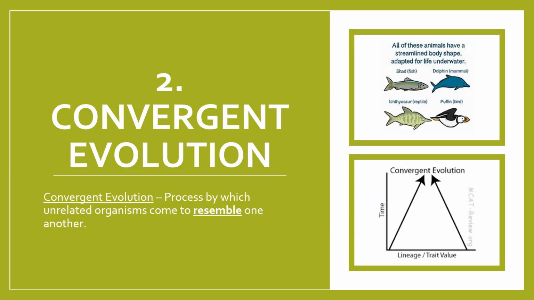So now the second pattern of evolution would be convergent evolution, where unrelated organisms come to resemble one another. And again, let's look at the example on the right. All of these animals have a streamlined body shape adapted for life underwater, but they come from, again, unrelated organisms. We have the fish, reptile, bird, and mammal. So again, boom, convergent. We see the graph there, lineage and trait value, they all go to one point or converge.